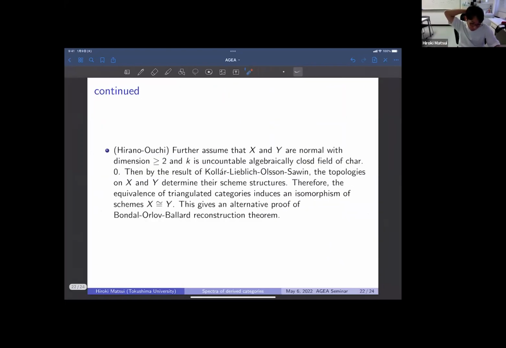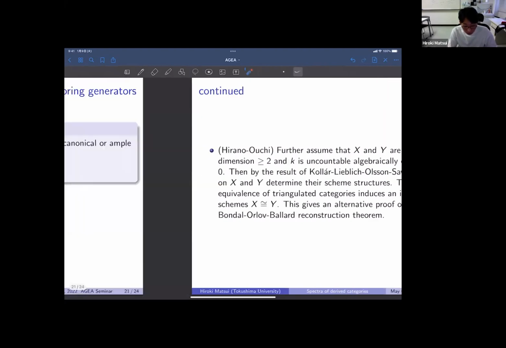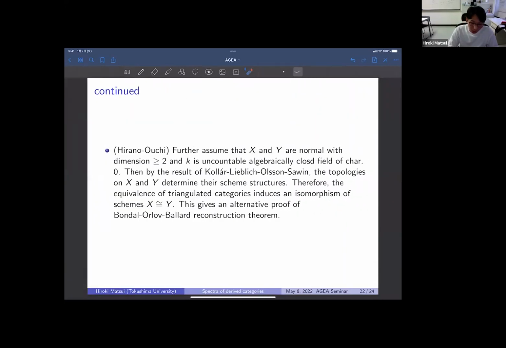And Hirano and Ouchi also pointed out the following remark. If we further assume that X and Y are normal with dimension at least 2, and the base field K is an uncountable algebraically closed field of characteristic 0, then by the result of Kollár, Lieblich, Olsson, and Sawin, the topologies on X and Y determine their scheme structure. This topological space determines the scheme structure. Therefore, this homeomorphism induces an isomorphism of schemes between X and Y.